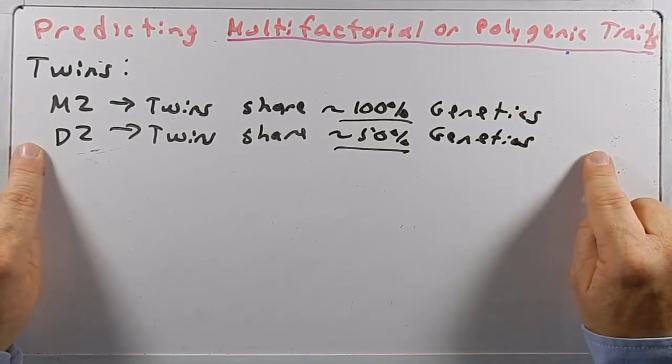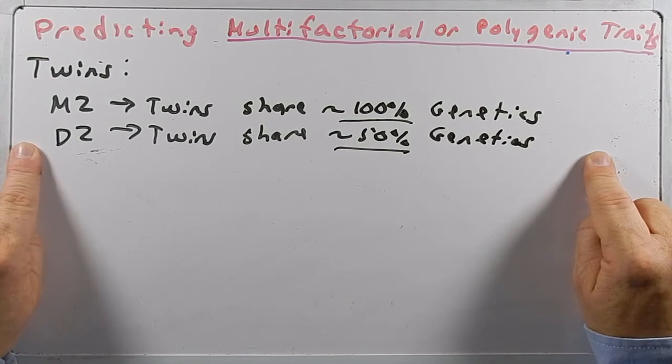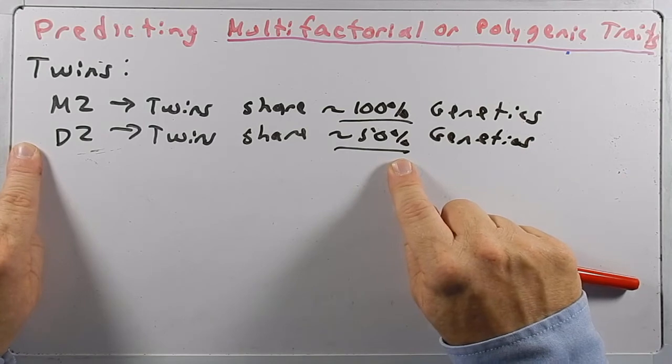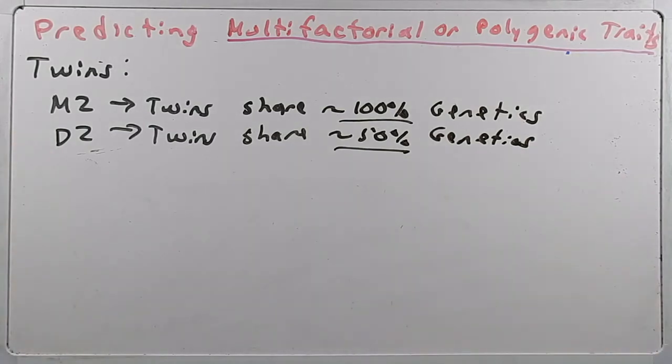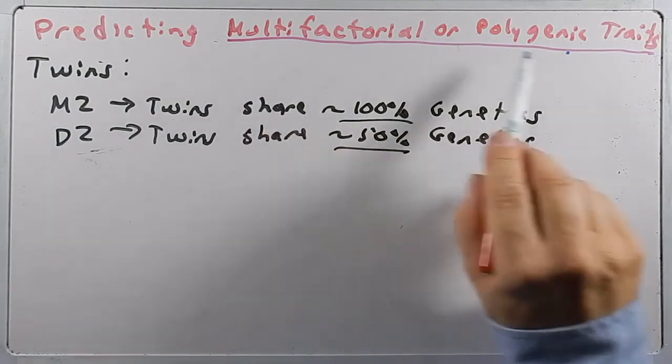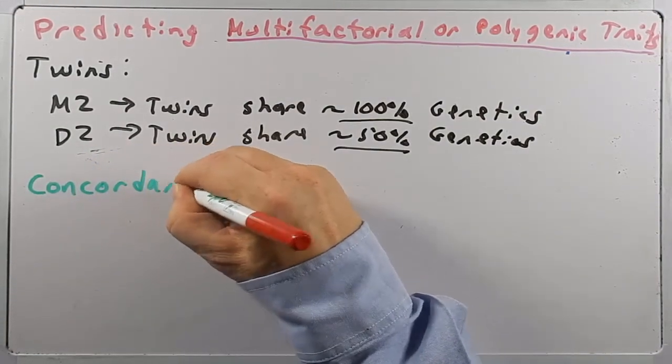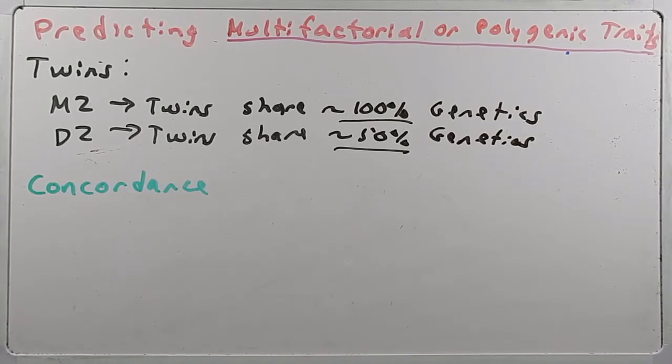Likewise, for any genetic link to a trait, you would predict that if one twin had the trait, then there's a 50% chance the other twin would also have that trait. And then any deviation from that, you could attribute to environmental factors. In studying twins to understand multifactorial traits, concordance is determined. And so let me define concordance.